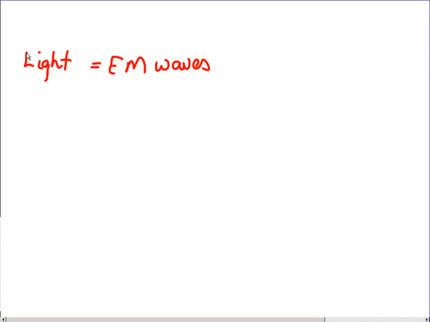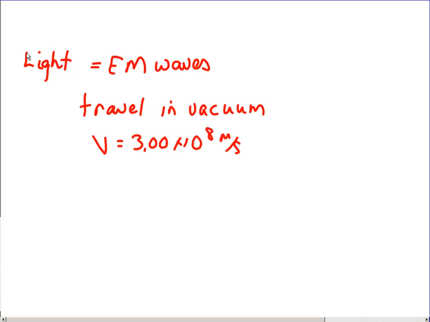Okay, so they can travel in a vacuum. What do you know about their travel in a vacuum? Okay, so 3.0 times 10 to the 8th meters per second. Correct. All right, so Jordan, what happens to light waves when they go from air or a vacuum into some other medium? The speed decreases?